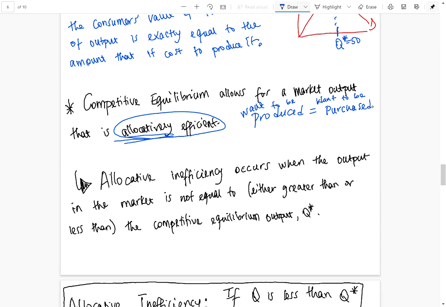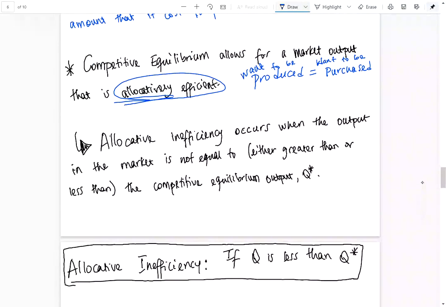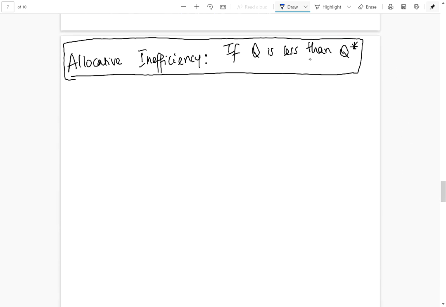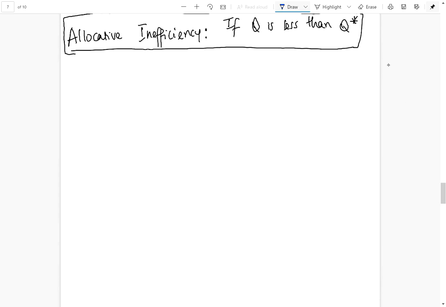Allocatively efficient. Now we can say that there is allocative inefficiency when that output is no longer Q star, so when it's either greater than or less than Q star. Let's consider those two scenarios. First, if Q in the market is less than Q star. Let's see what that would look like.